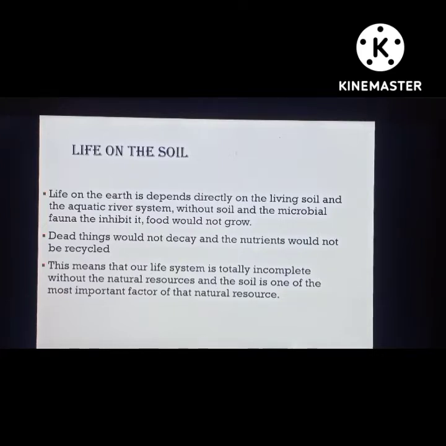Then life on the soil. Life on the earth depends directly on the living soil and aquatic river system. Without soil and the microbial fauna that inhabit it, food would not grow. Dead things would not decay and the nutrients would not be recycled. This means that our life system is totally incomplete without natural resources, and soil is one of the most important natural resources.